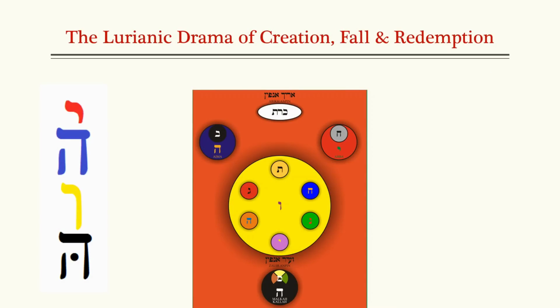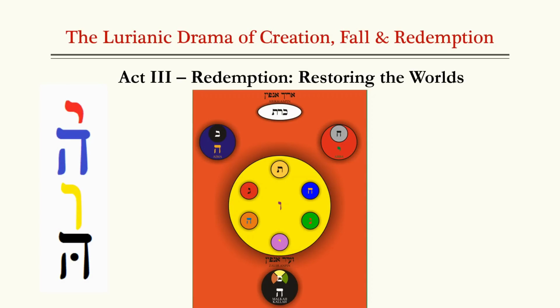So let's talk now about the restoration. Things have fallen, right? It came from Adam Kadmon. The vessels cannot contain the light. They shatter. Part 3 is redemption, the restoration of the worlds. The Tikkun.